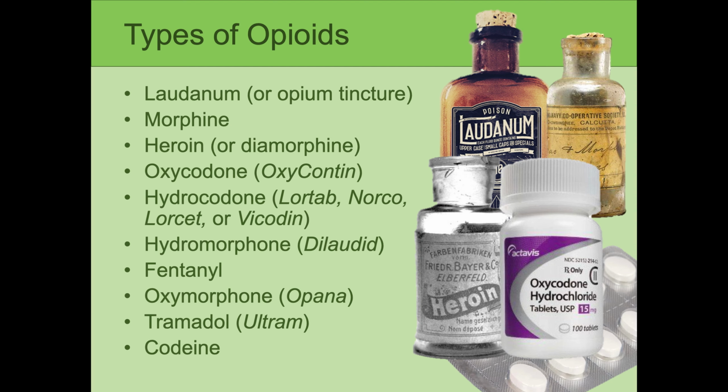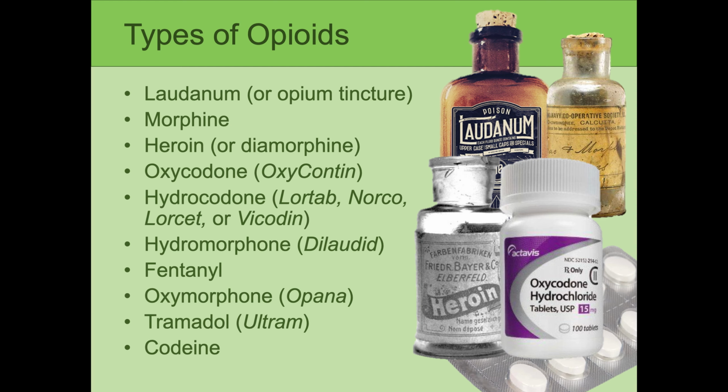Now with opioids, this is a list of some different types of opioids. Basically, I want you to understand that there are a lot of different forms of this, a lot of different types of opioids. There are different brand names for a lot of these, and a lot of times these are used interchangeably. Just understand that there are several different types of opioids.